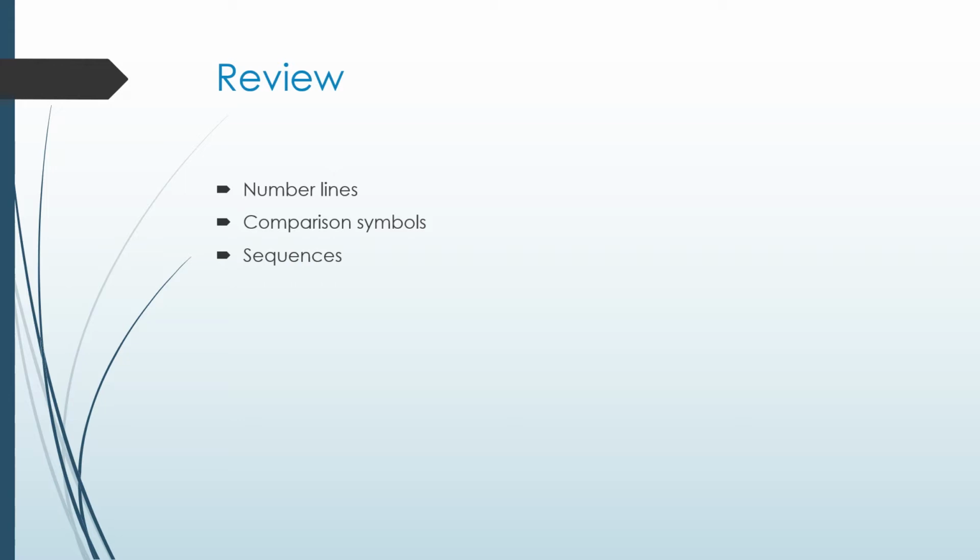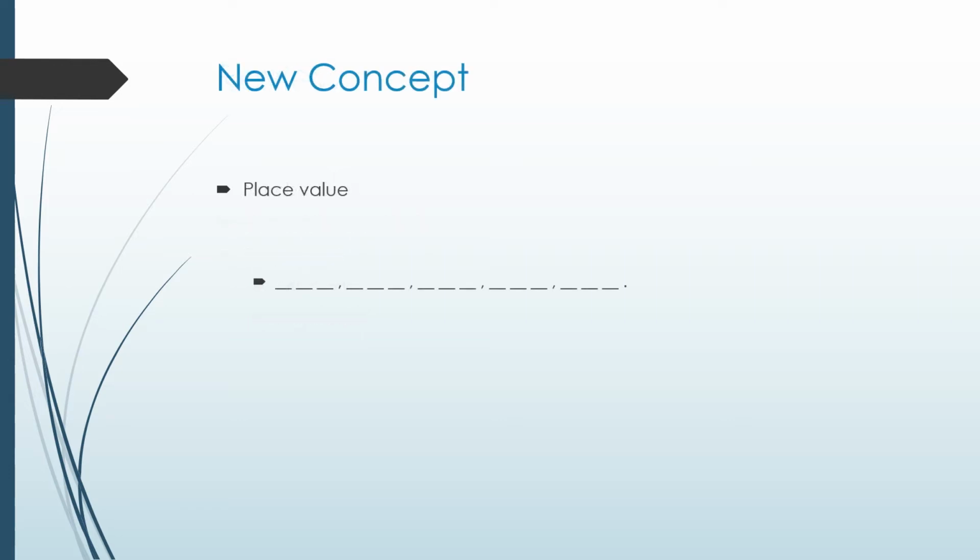And we talked about sequences, where we look at a set of terms and we try to figure out the rule so that we can continue the sequence. Remember the two kinds of sequences: the arithmetic sequence where we're adding or subtracting, and the geometric sequence where we're multiplying or dividing. Today we're going to talk about place value.